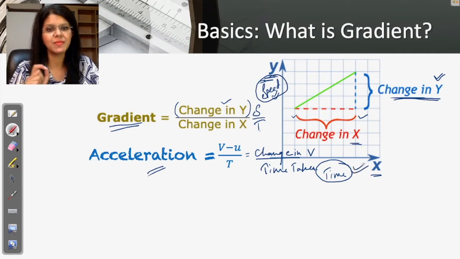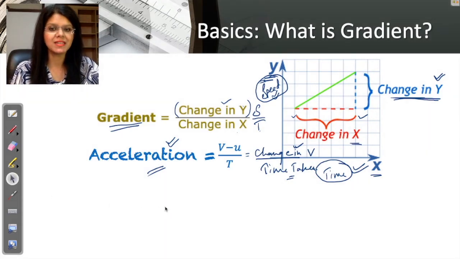When your graph is a speed time graph and you find the gradient anywhere, the gradient gives you the acceleration. Gradient is change in y over change in x. Change in y is the same as change in velocity over the time taken for this change. And change in velocity over the time taken for this change we know as the acceleration. Simple, right?